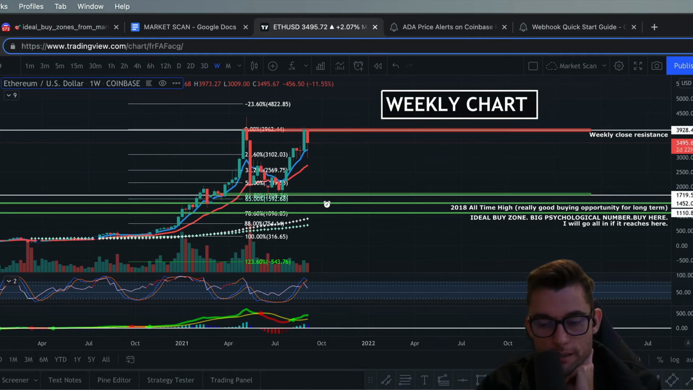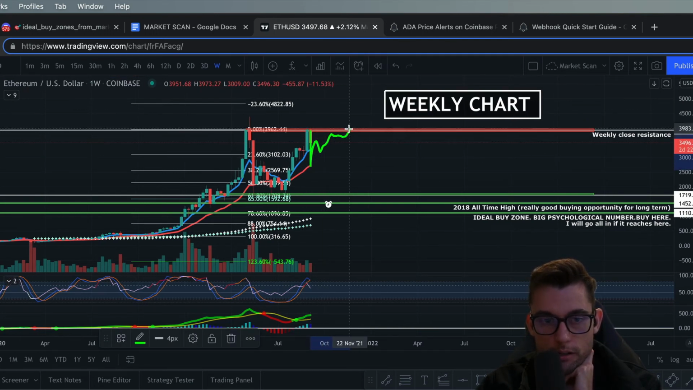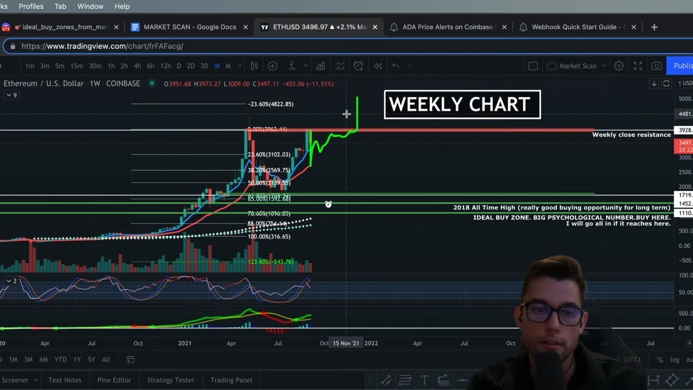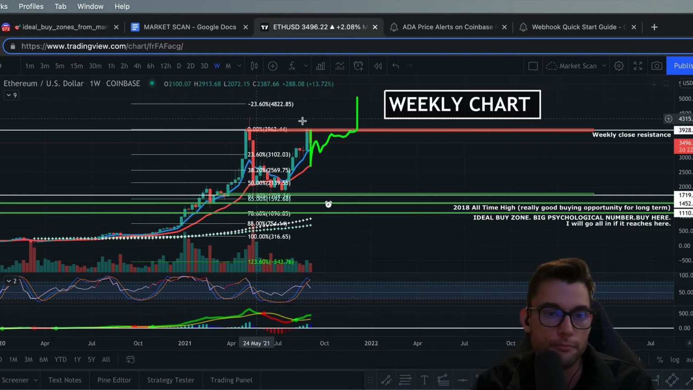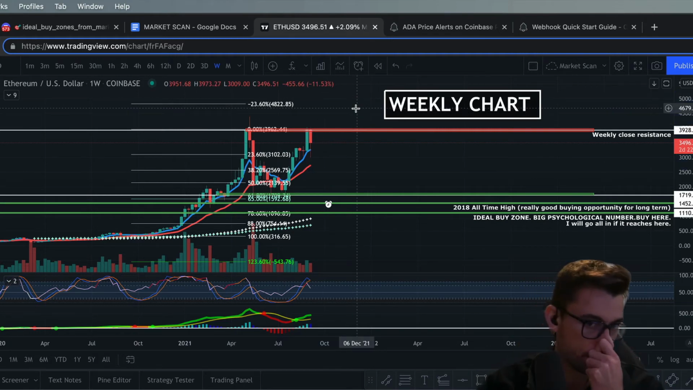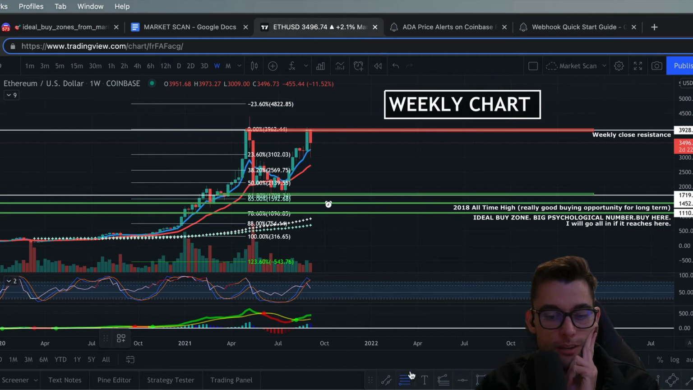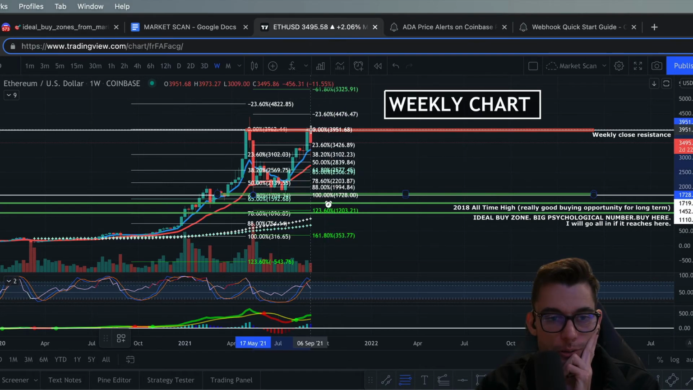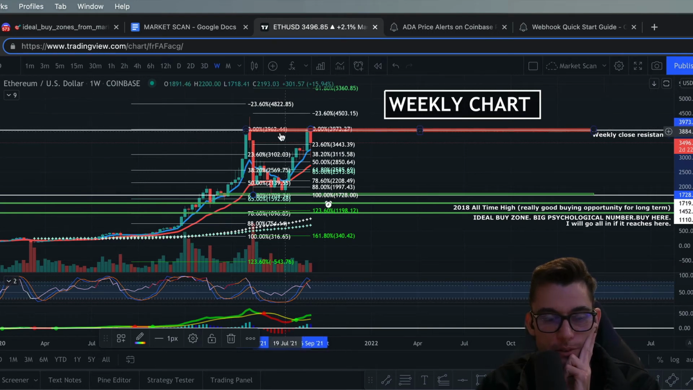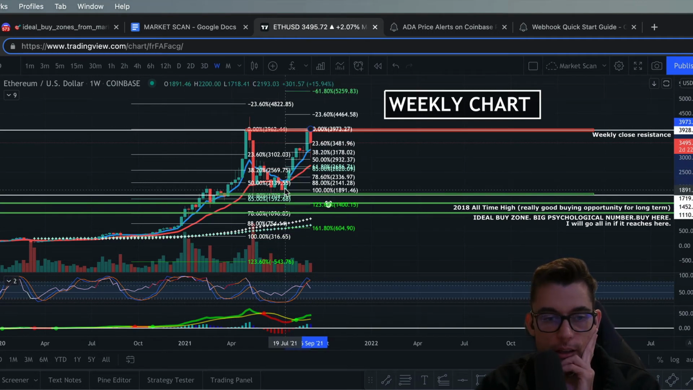Preferably what we would like to see would be the price doing whatever it wants to do, and then coming up here and consolidating and then moving back up. That would obviously be ideal, but you never know what's going to happen, right? So what we can do is take the Fibonacci from the 61.8 down here up to here and see if there's any type of area that looks pretty good.